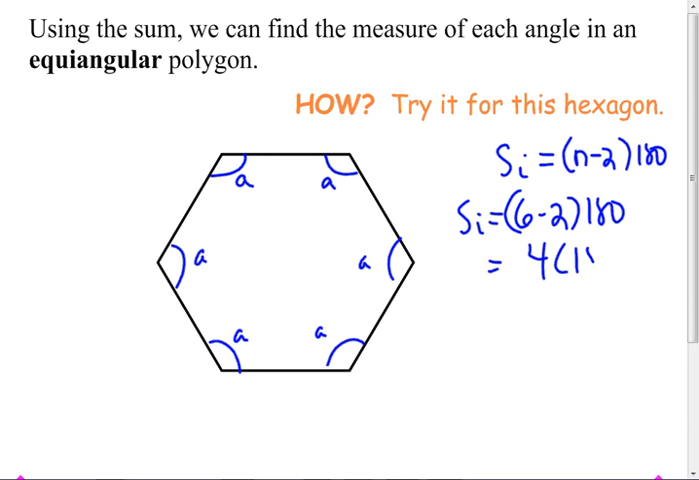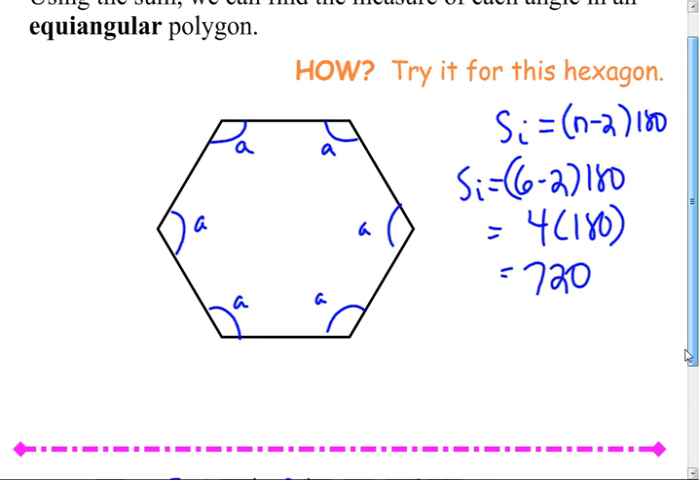4 times 180 is 720, right? And after you've done enough of these, you kind of memorize the numbers because there are only so many numbers that are going to work. Because what kind of number does n have to be? Can it be a half? Cole, don't do that. No, it can't.